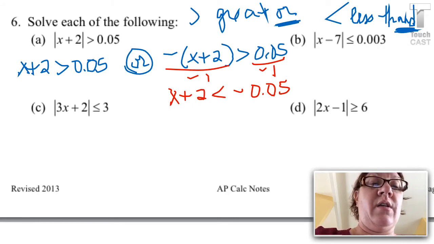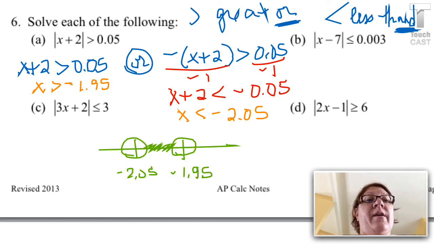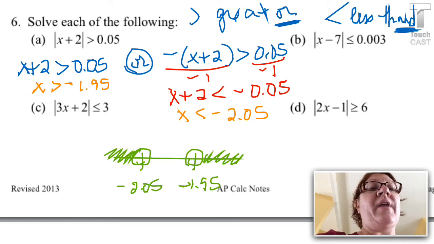Okay, I'm going to solve each of these, and those are my solutions, and then I'm going to show the graph. So I would be greater than, that's better. I'd be greater than -1.95, so you can see that over here. And I'd be less than -2.05, so you can see that over here.